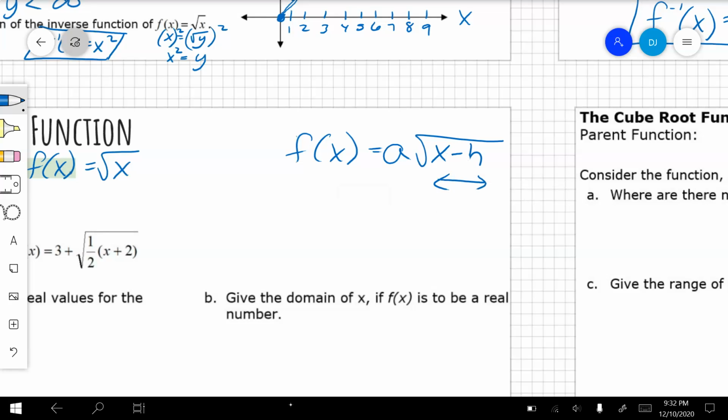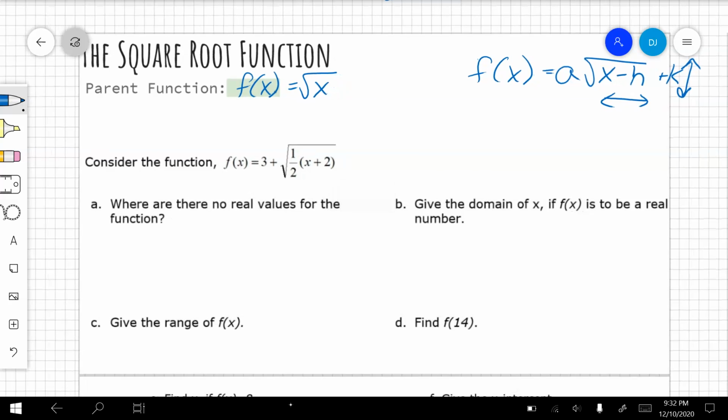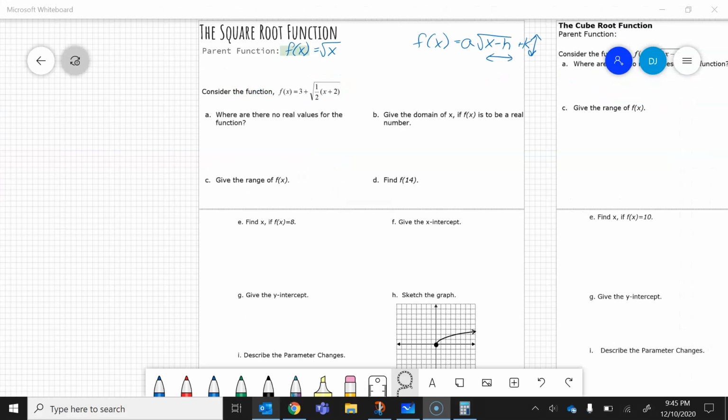So I'm going to erase that little arrow. And then we also have plus k on the outside of that radical. This is going to be your vertical shift, so up and down, depending upon positive or negative on your graph. And those are going to be your parameter shifts when we're talking about square root functions.